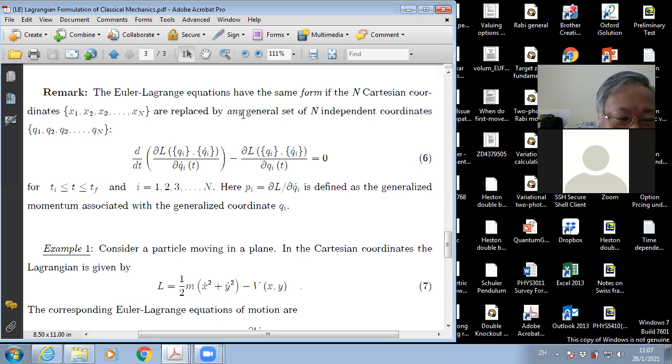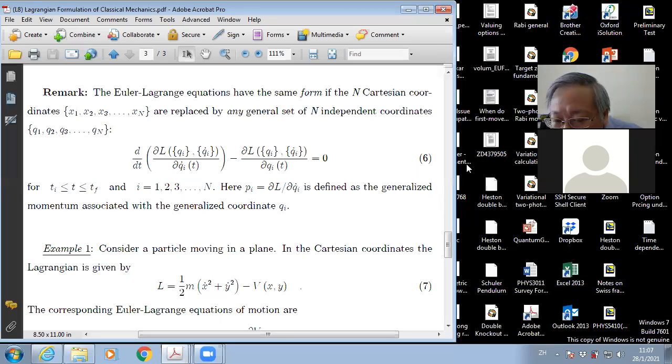However, if you insist on using the Cartesian coordinates, you will have four Euler-Lagrange equations of motion. Among the four, two of the equations will give you the constraint equations only. However, if you express the Lagrangian function in terms of phi and psi, the generalized coordinates, you obtain two independent Euler-Lagrange equations of motion. Is it clear?